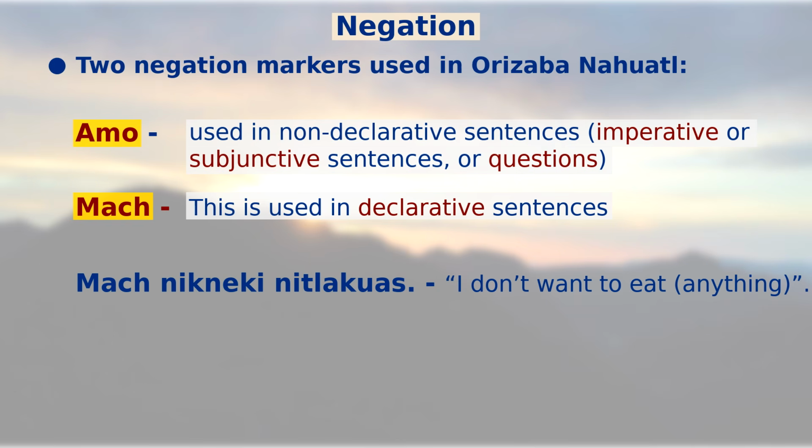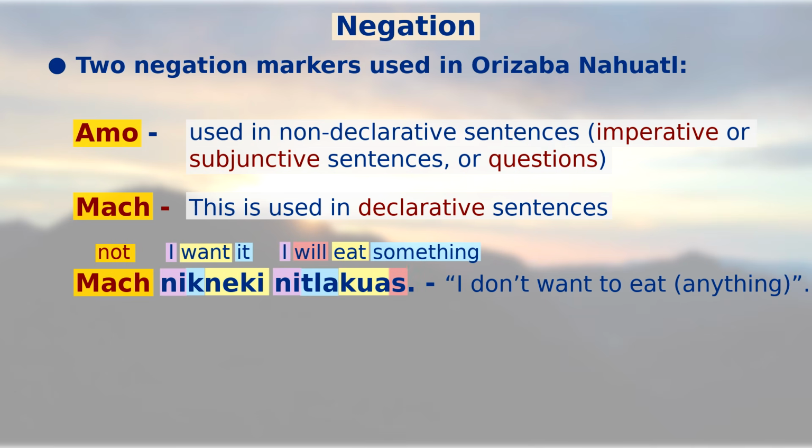I don't want to eat, or I don't want to eat anything. Word for word it's not, I want it, I will eat something. The use of these negation words differs from place to place, and in some places only amo is used.